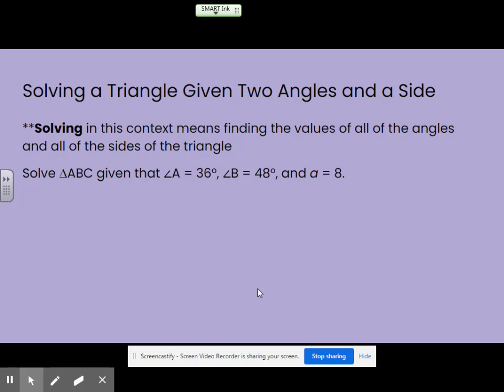But we have been using our law of sines to do this, so I feel as though we are A-okay. Our goal is to find all of our angles and all of our sides. Our first step is always to draw it out.